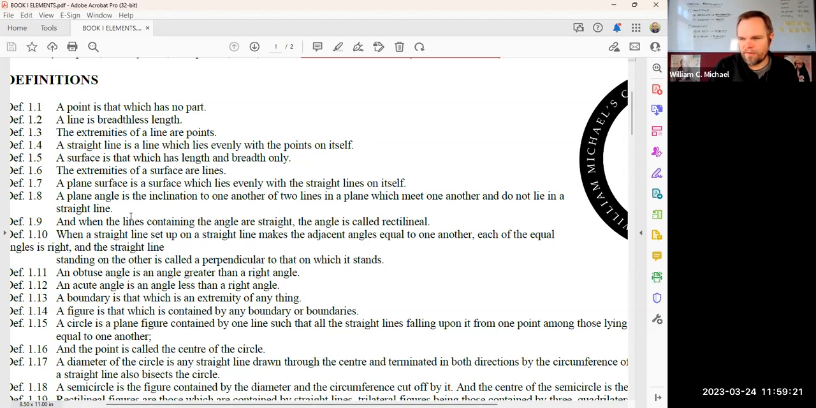So in definition 15, we have the definition of a circle, which is really a figure drawn about two points. And we learn about the center point of the circle, and we're going to cut off there. So we'll cut off with definition 16 here.